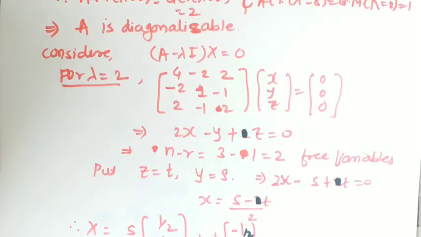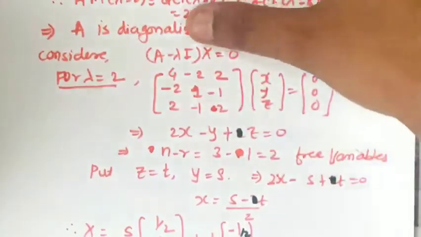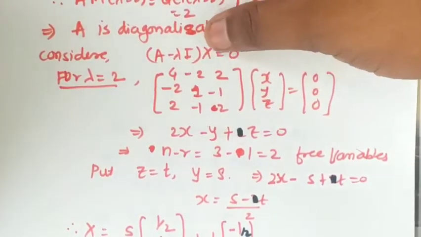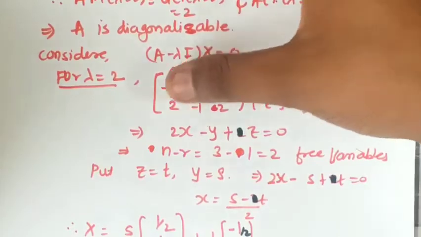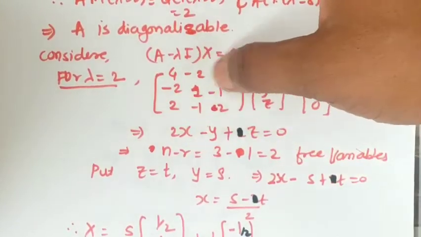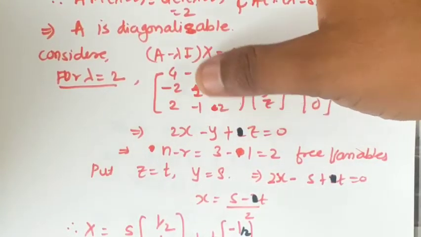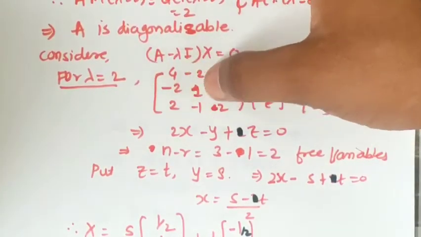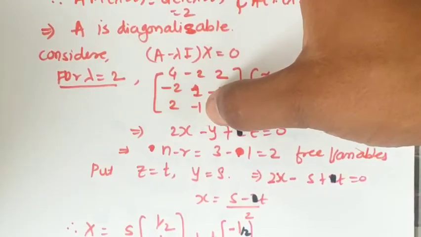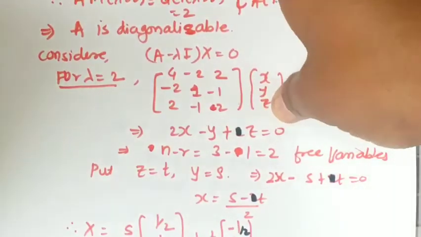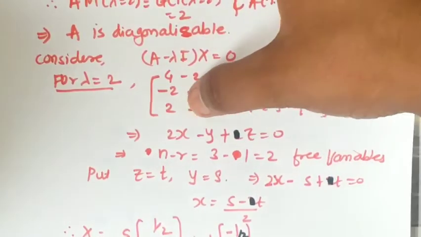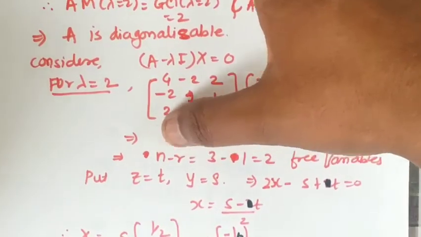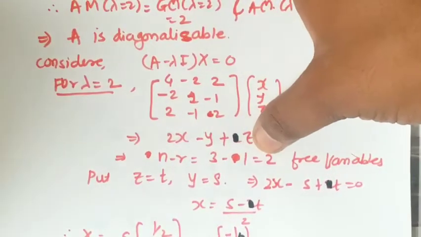Now for lambda equal to 2, again we consider this matrix equation for determining the eigenvector. For lambda equal to 2, this matrix we have already calculated, right? And its rank is 1, so we'll get only one equation here because the rank of this matrix is 1. You can see that all the three rows will give us the same equation, that is 2x minus y plus z equal to 0. Now here the number of unknowns is 3 and the rank is 1. So 3 minus 1, the difference, is 2.